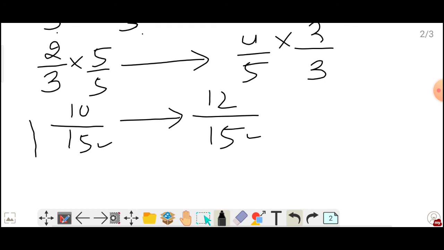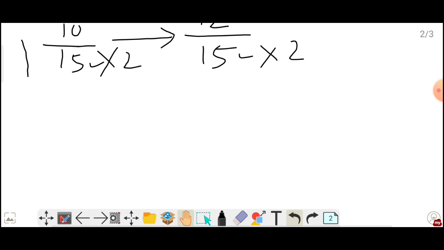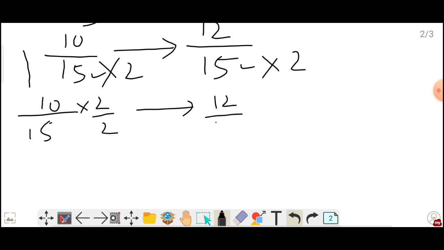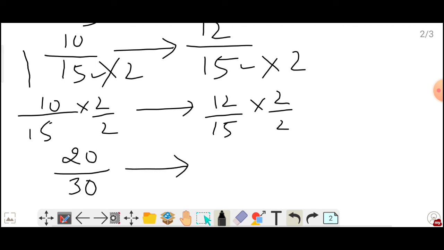Therefore, I will multiply again, 15 by 2. It will become 30. I will multiply 2 by 2. See now. I am multiplying 10 upon 15 into 2 by 2. And the last number, 12 upon 15 into 2 by 2. 10 2s are 20, 15 2s are 30. For the next number, 12 2s are 24 upon 15 2s are 30. Again, between 20 and 24 we can write only 3 numbers, that is 21, 22, 23.